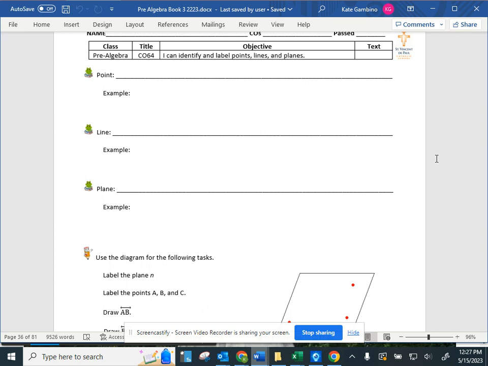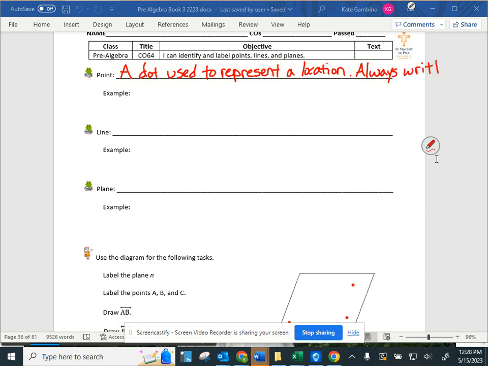So to start with, we need to know our vocabulary. Our first thing is a point. What is a point? A point is simply a dot used to represent a location, and it's always written with a capital letter.